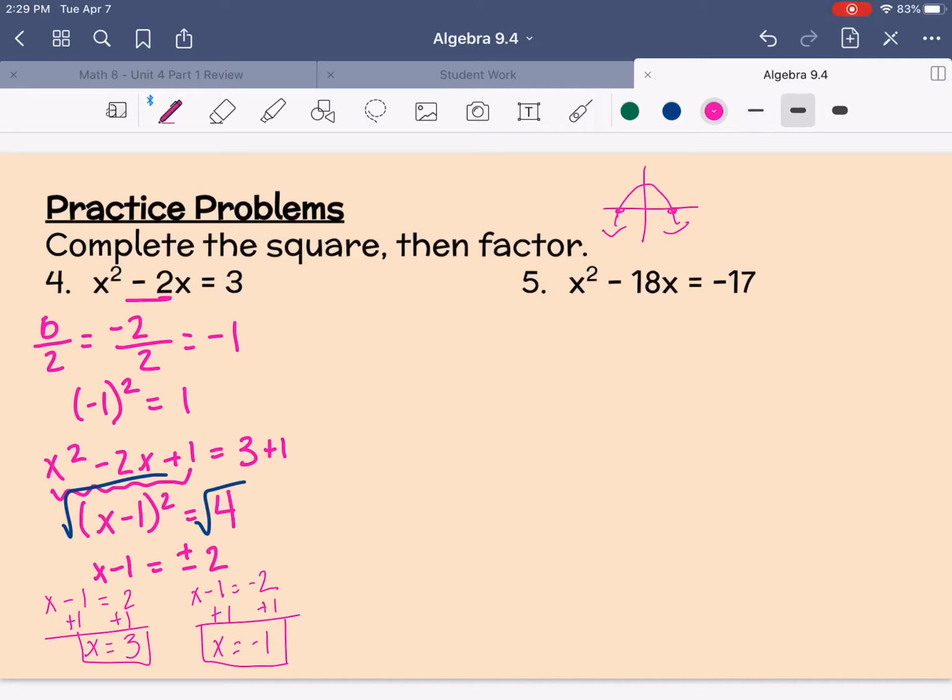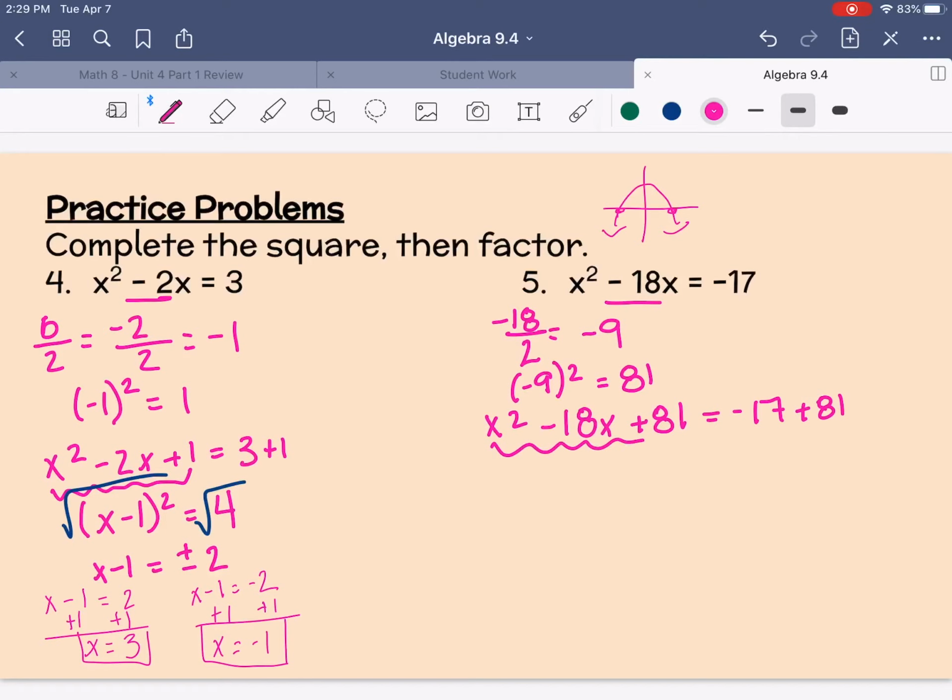Number 5. So our b value is -18 divided by 2 gives me -9. -9 squared gives me +81. And adding 81 to both sides of my equation, factoring that left side, and simplifying the right.